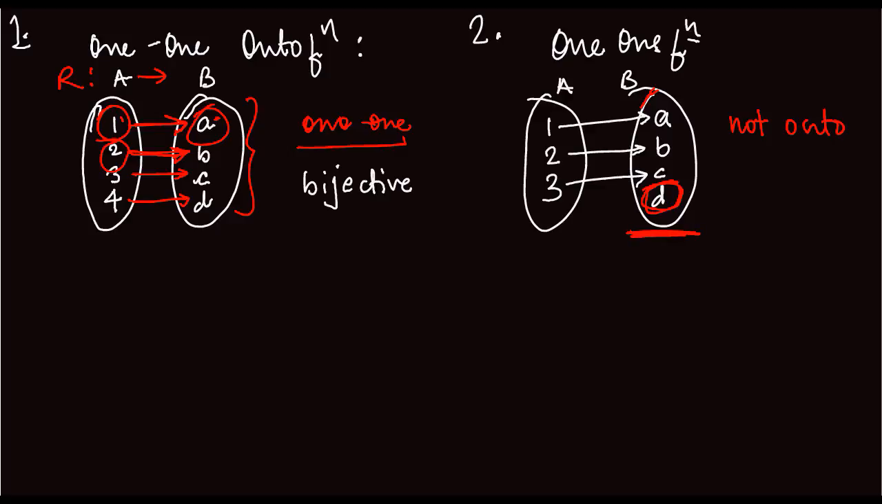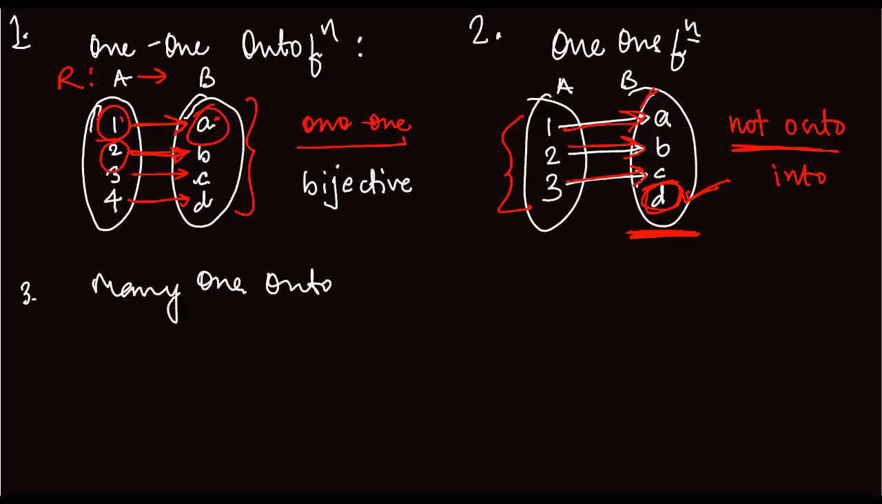You have to just see the range, the codomain set. If anyone is left out here, then it will be not onto. That is called an into function. Now this is one-one because every element is connected to only one element in the other set. Third type will be many-one onto function. Many-one, as the name suggests, many are related to one element, and onto means there is no element left in the codomain set B.